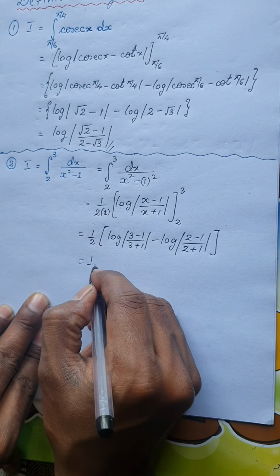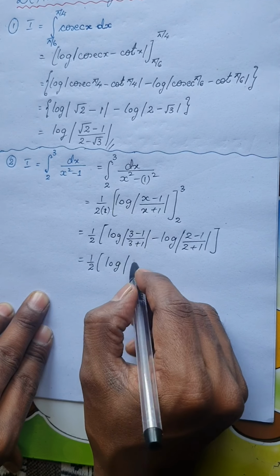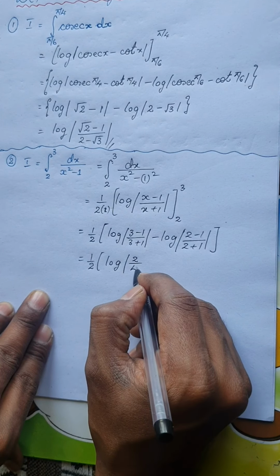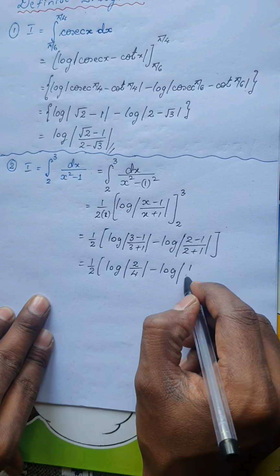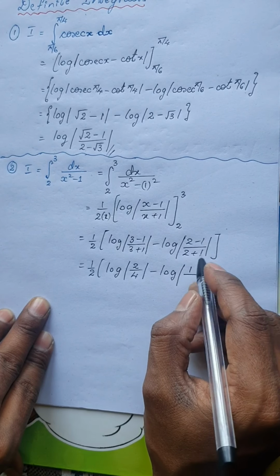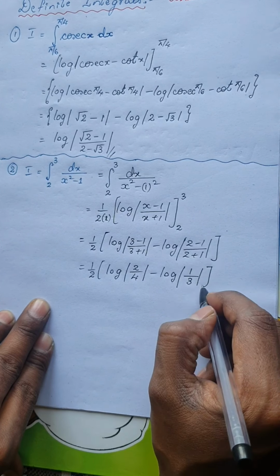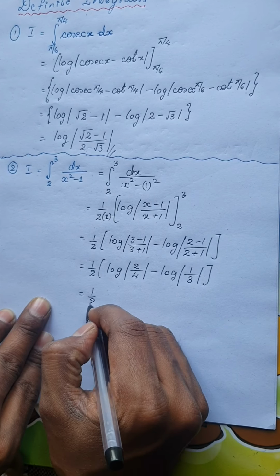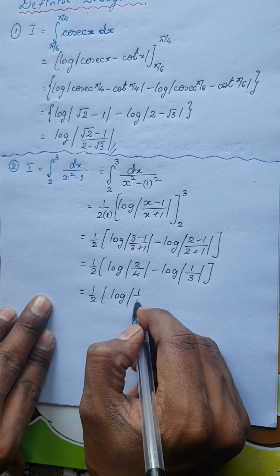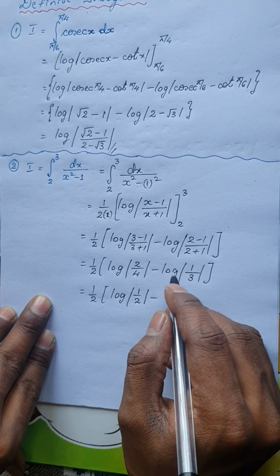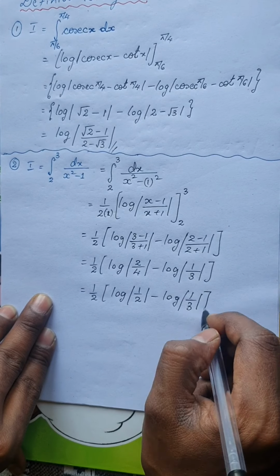Right? Let us simplify. This is nothing but 1 by 2 into log of mod 3 minus 1 is 2, 3 plus 1 is 4, minus log of mod 2 minus 1 is 1 divided by 1 plus 2, that is 2 plus 1 is 3. So this is nothing but 1 by 2 into, you can also rewrite this as log of mod 2 1s and 2 2s. So log of mod 1 by 2 minus log of mod 1 by 3.